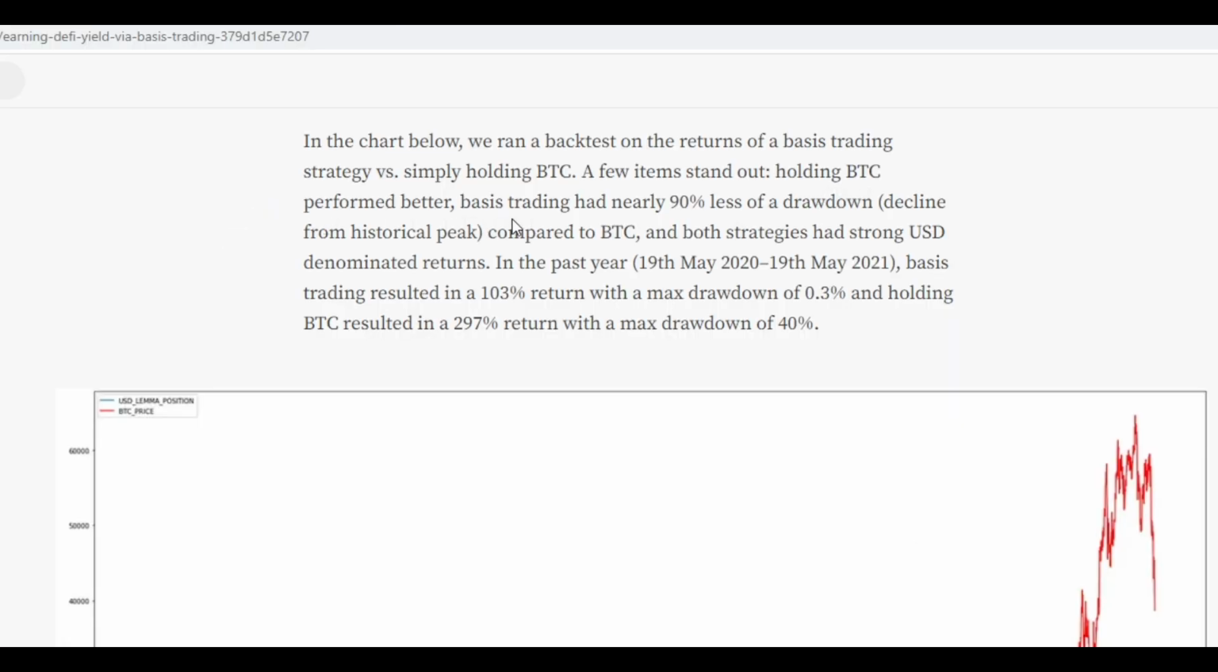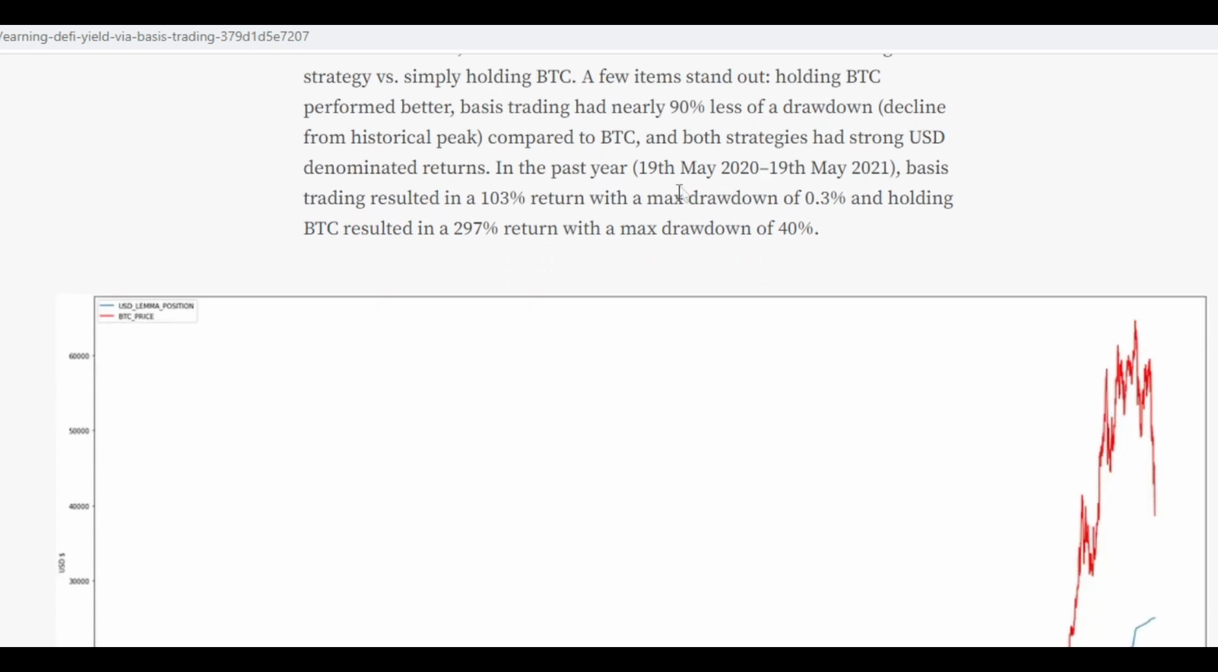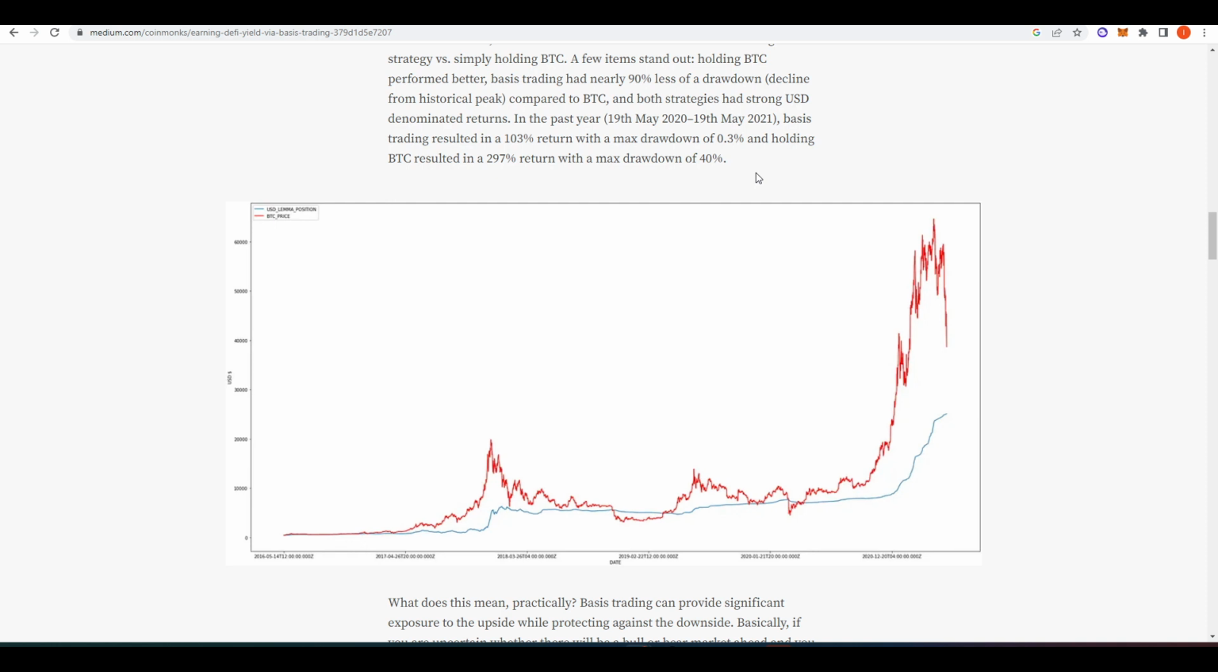Holding Bitcoin performed better, but basis trading had nearly 90% less of a drawdown, which is the decline from historical peak compared to Bitcoin. Both strategies had strong USD denominated returns. So in the past year, 19th of May 2020 to 19th of May 2021, basis trading resulted in a 103% return with a max drawdown of 0.3%, whereas holding BTC resulted in a 297% return with a max drawdown of 40%. So for some people, this will be attractive. You haven't made as much, but the drawdown has been very minimal. And so your money is just slowly going up over time.